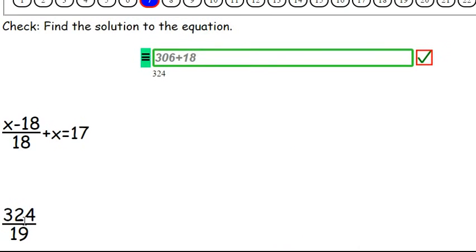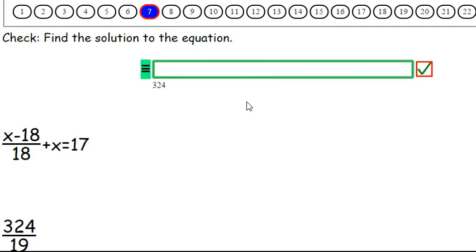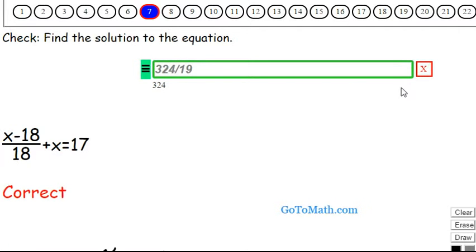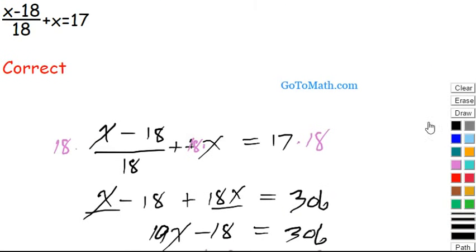And of course I did check that before. You can go ahead and type that in. Let's type that in up here just to make sure that this box is programmed correctly for this one. Correct. You are correct.